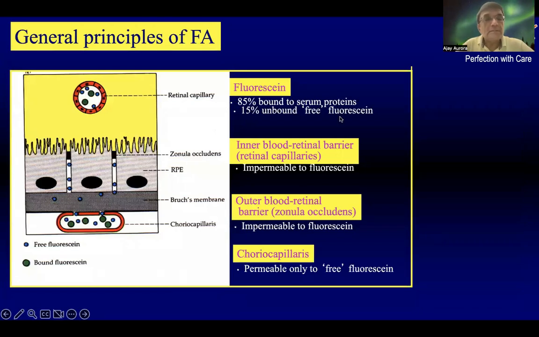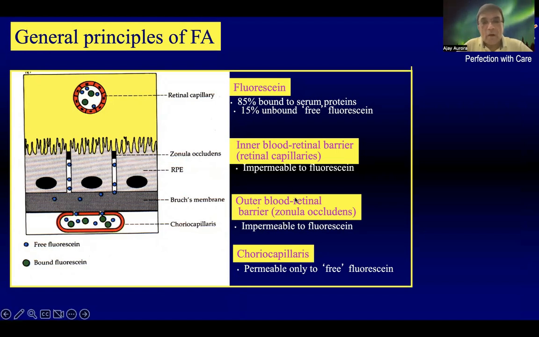Now, a few principles we must know: when you have fluorescein injected, 85% of the dye is bound to serum proteins, only 15% is free. There is normally what is called the inner blood retinal barrier, which means that the normal retinal capillaries are impermeable to fluorescein. So if a capillary is leaking, we must understand that this inner blood retinal barrier has been broken, and there are situations which lead to it, and we'll come to it later on.